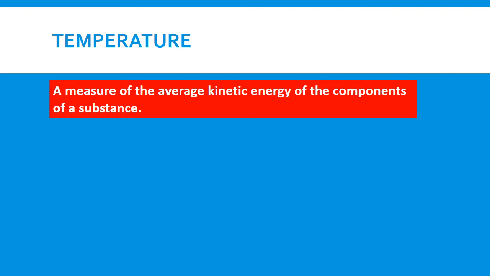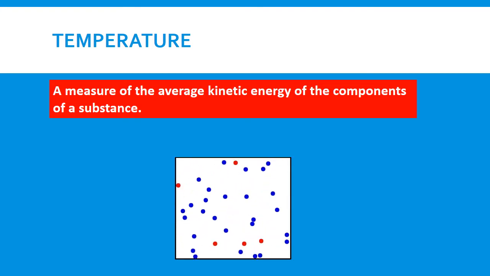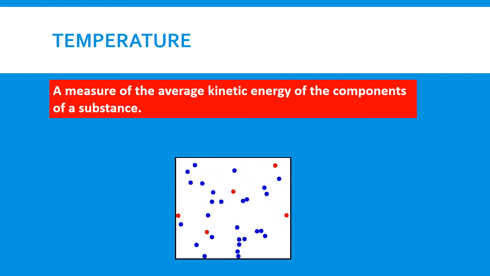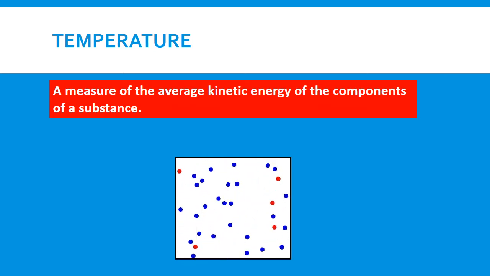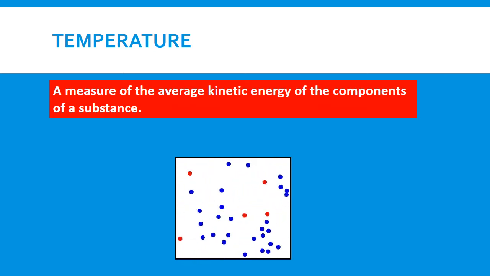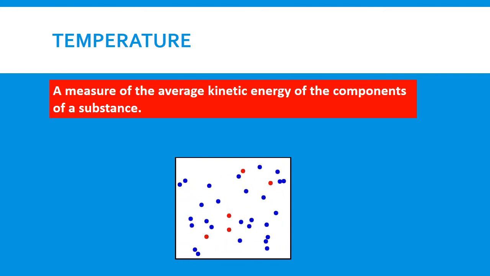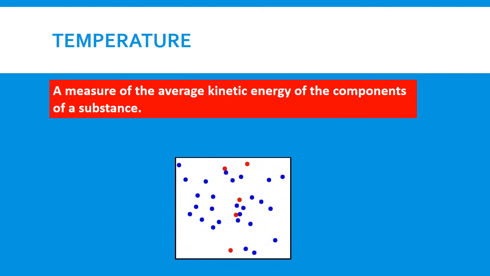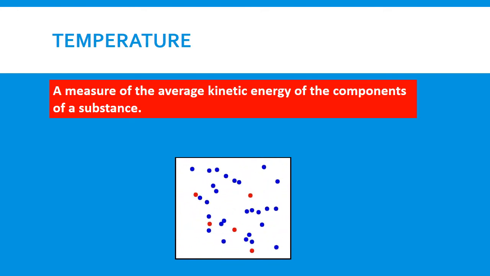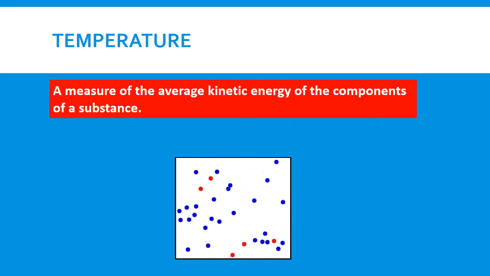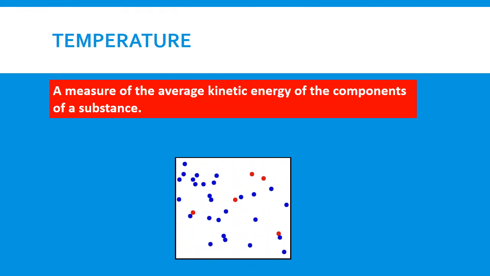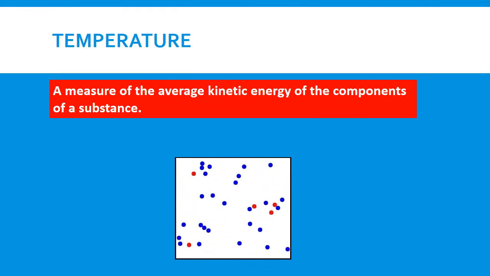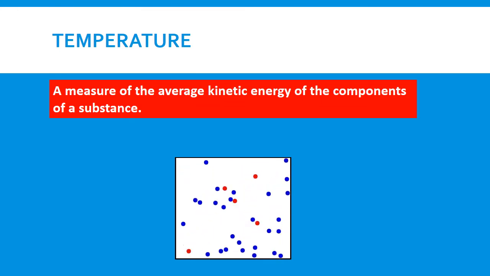When we think of temperature, temperature is a measure of the average kinetic energy of the particles in a substance. Not all the particles are moving at the same speed or rate. Some particles would have a higher kinetic energy than the other particles in the substance. But the overall temperature of the substance is the average kinetic energy of the components of the substance.